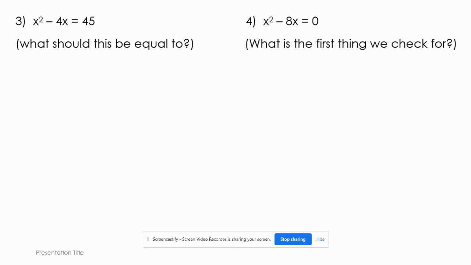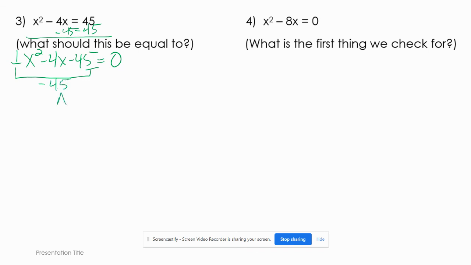Number 3, what should this be equal to? Well, it should be equal to 0, and it's not. So we have to start with moving that 45 over with the rest of that for standard form and having it equal to 0. So now I have standard form. It's equal to 0. Is there a common factor I can pull out of all of that to reduce my values? No. 1 times negative 45 is negative 45.